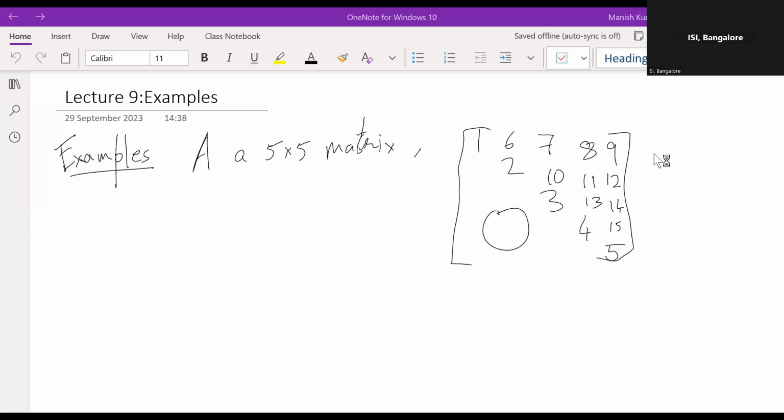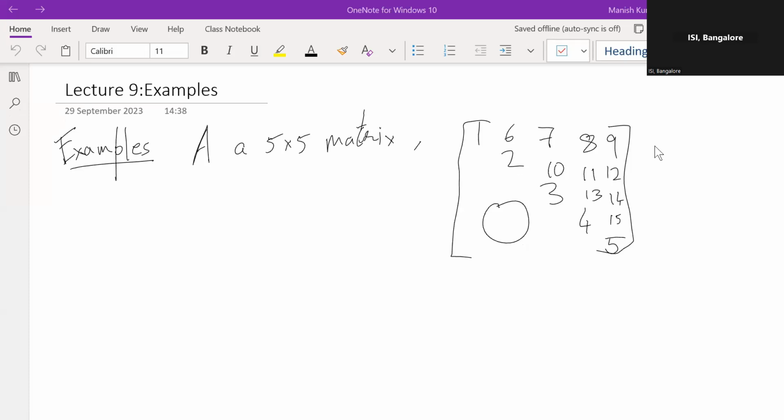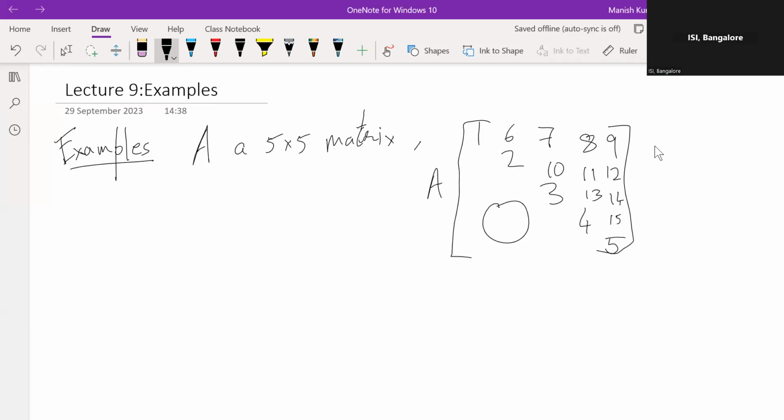So let's start with this 5 by 5 matrix A. We want to find the Jordan form of this matrix. So what will be the Jordan form for this matrix? Can anyone guess?